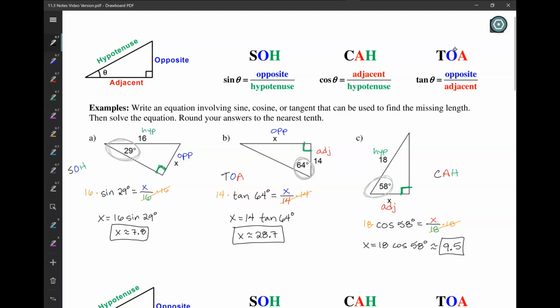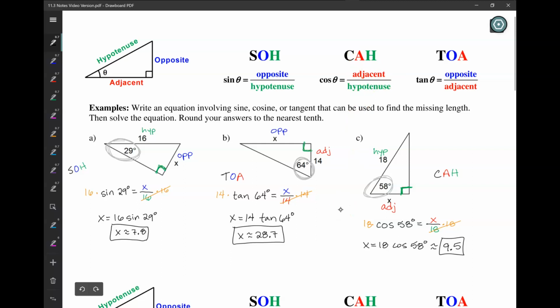questions went pretty quickly. Now notice on all three of these equations, the x ended up being the top side. Here x was opposite, and opposite is on top in sine. Here x was opposite, and opposite is on top in tangent. Here x is adjacent, and adjacent is on top in cosine.